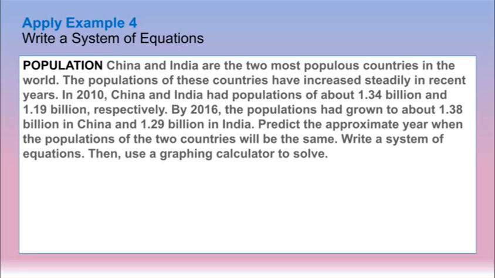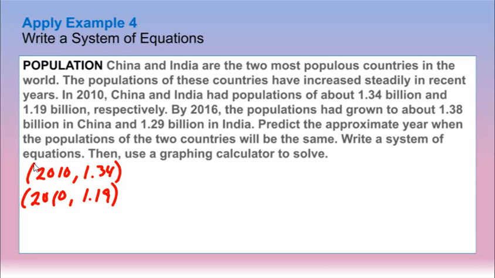To find our slope, we need our 2 points, and our 2 points are going to be the year 2010. For China in 2010 they had a population of 1.34 billion, and then India in 2010 had a population of 1.19 billion.